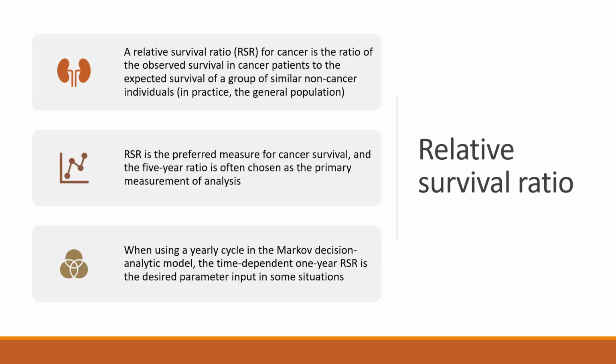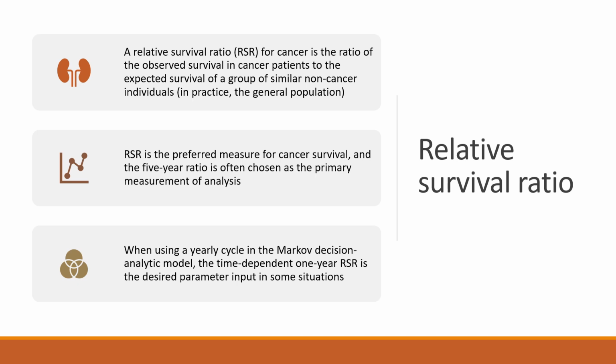A relative survival ratio for cancer is the ratio of the observed survival in cancer patients to the expected survival of a group of similar non-cancer individuals, in practice, the general population. Relative survival ratio is the preferred measure for cancer survival, and the 5-year ratio is often chosen as the primary measurement of analysis.